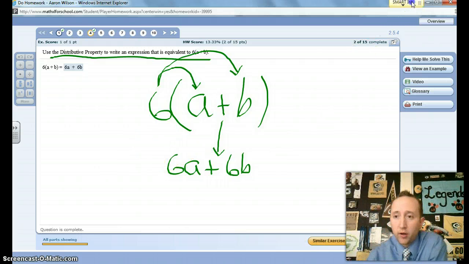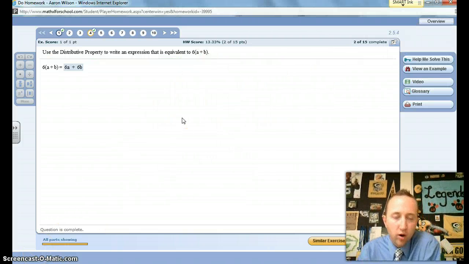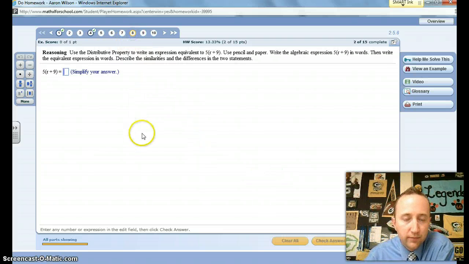Now I'm going to jump on. I'm going to clear my ink and try another one. Okay, moving on here to another problem. Let's try number 8.